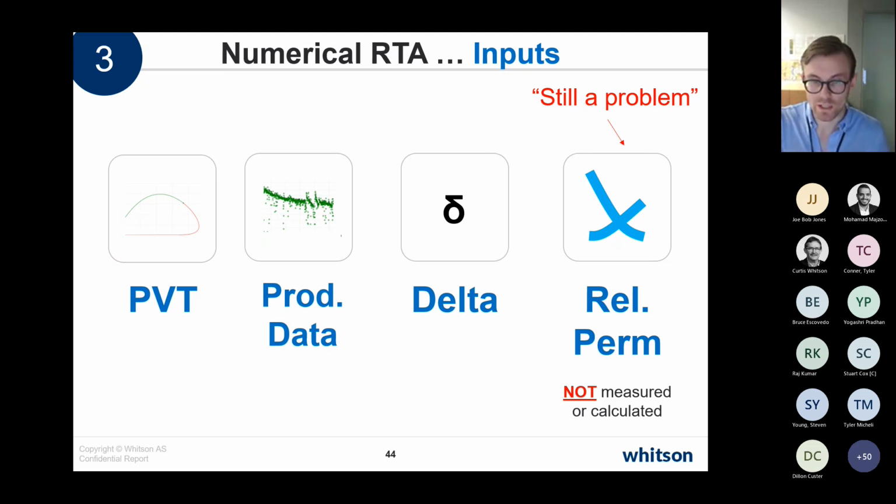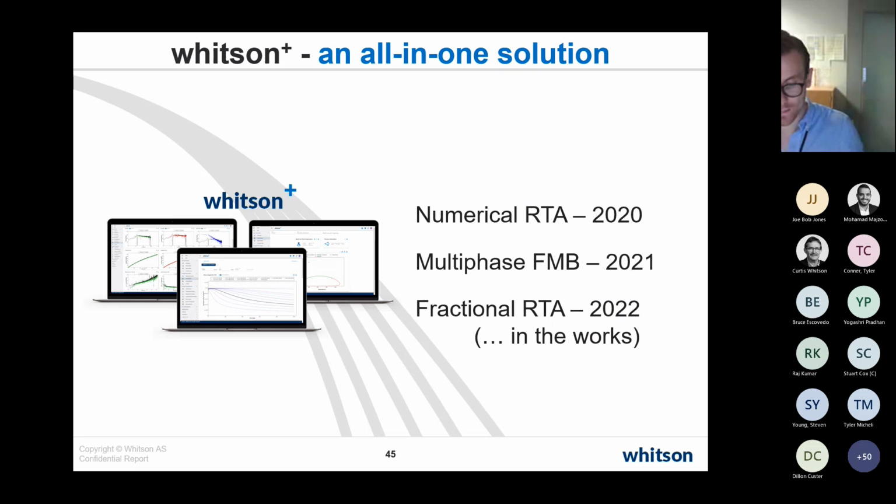In the software, what you'll see on Friday is that we'll have a fractional version of analytical RTA, so you can do both on a given well, and the numerical will be in the August release. So that is really exciting. And of course, all of these techniques are either in Witson Plus or we'll get there in the near future.